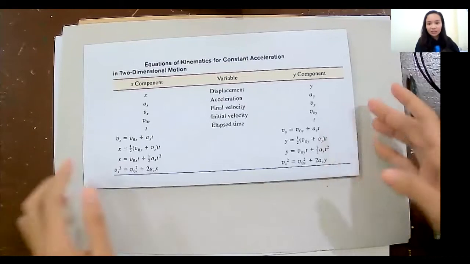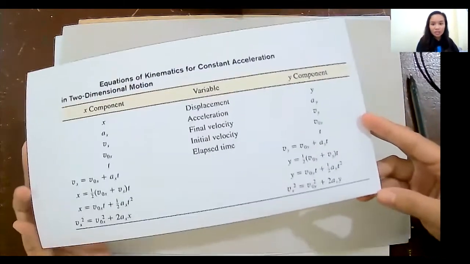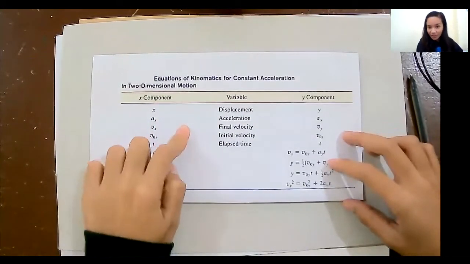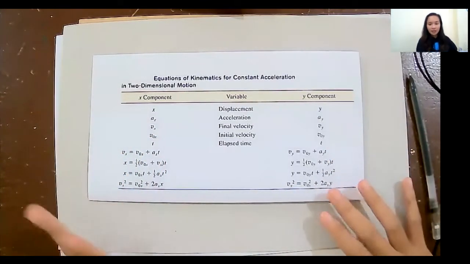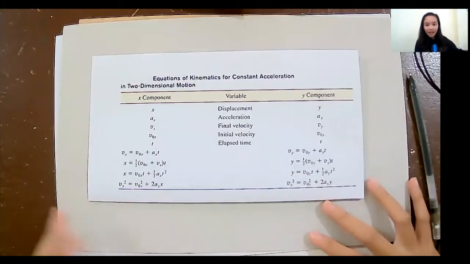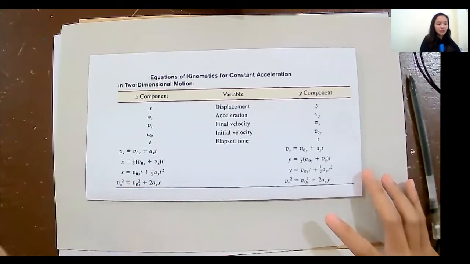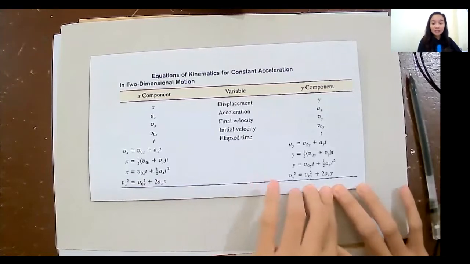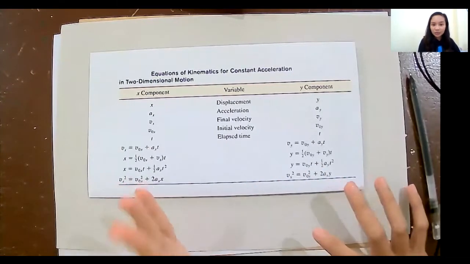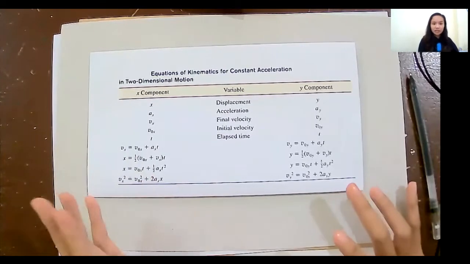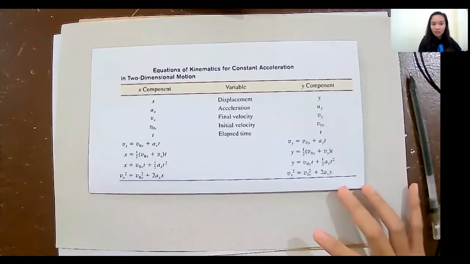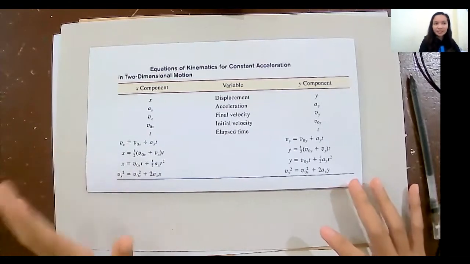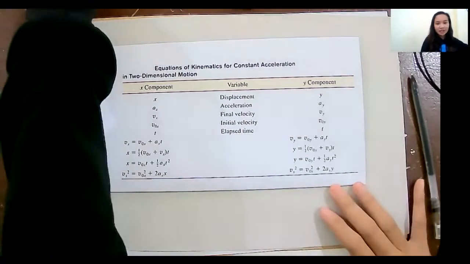So these are the equations of kinematics that we are going to use for this lesson. Hindi pa rin mawawala si displacement, acceleration, final velocity, initial velocity, and elapsed time. These are the variables na kailangan pa rin in order for us to solve problems with two-dimensional motion. Dito, i-a-apply natin yung lesson from the review on mathematical concepts, where we have the trigonometric functions and where we are dealing with vectors with different directions.